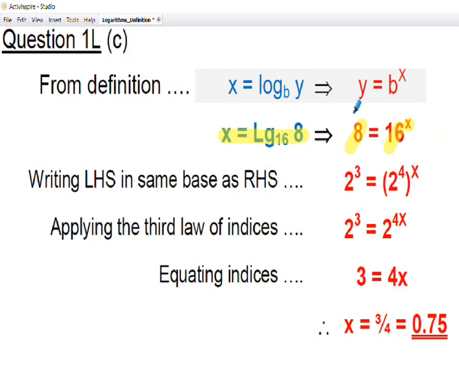But base 2 I could, because again from my table I can write 8 as 2 cubed, so on the left-hand side I get 2 cubed, and on the right-hand side I could write 16 as 2 to the power of 4. Notice that's in the bracket here, because that is all raised to the power of x. So using my third law of indices here, I get on the left-hand side 2 cubed, on the right-hand side I get 2 to the power of 4 times x, 4x. If I equate the indices now, I get 3 on the left-hand side is equal to 4x on the right-hand side, and simply rearranging the equation for x, in other words dividing both sides by 4, I get x is equal to 3/4 or 0.75.